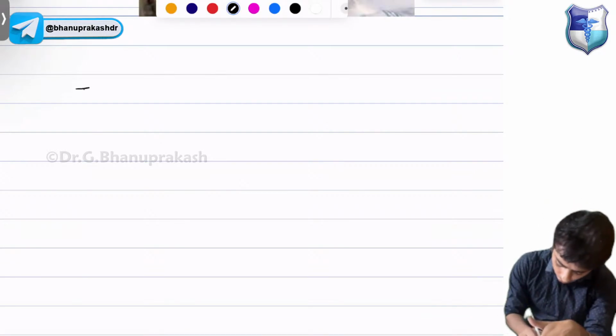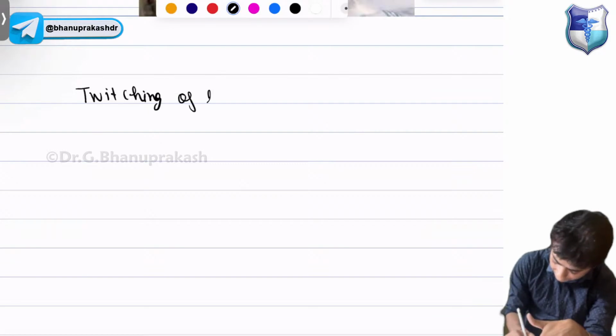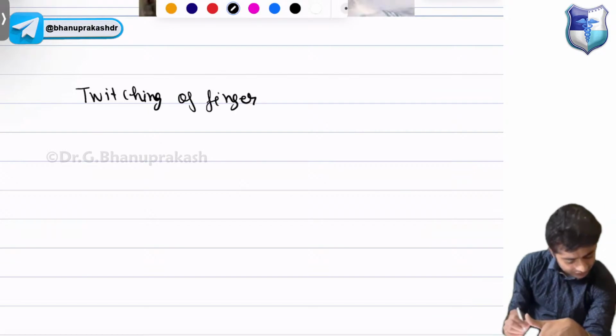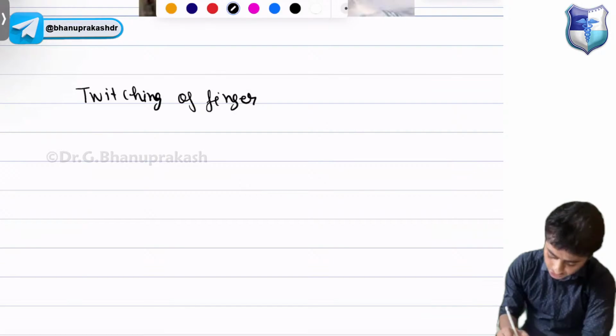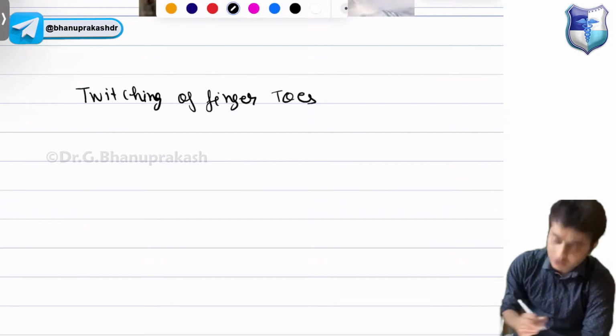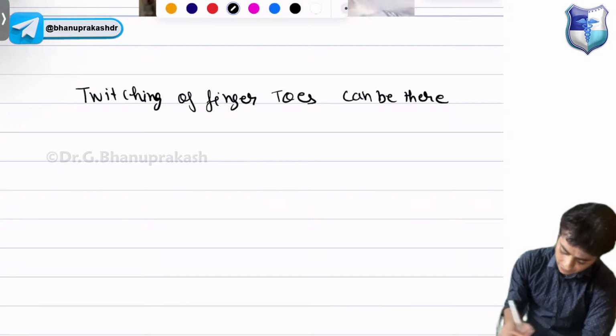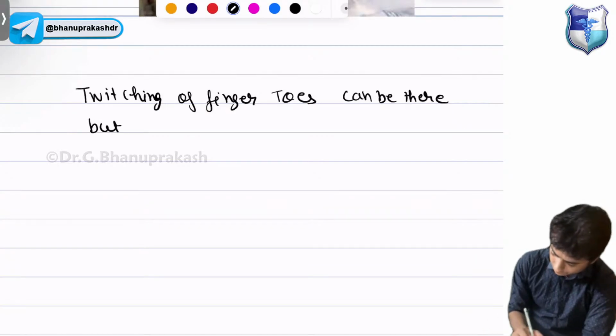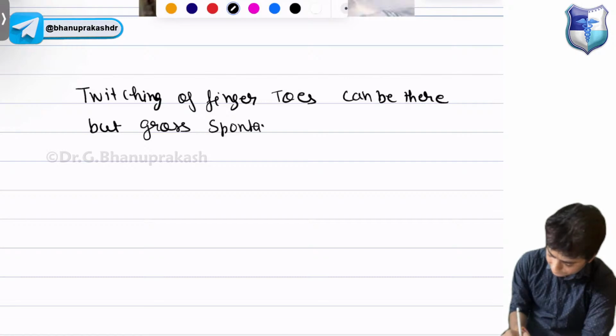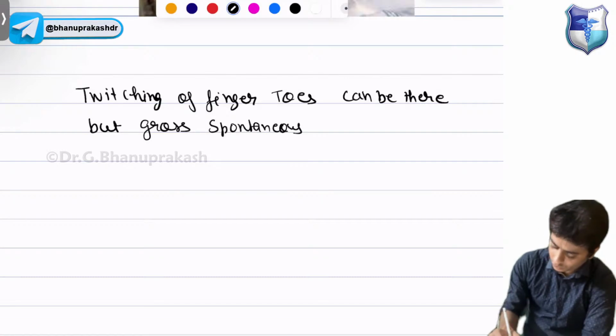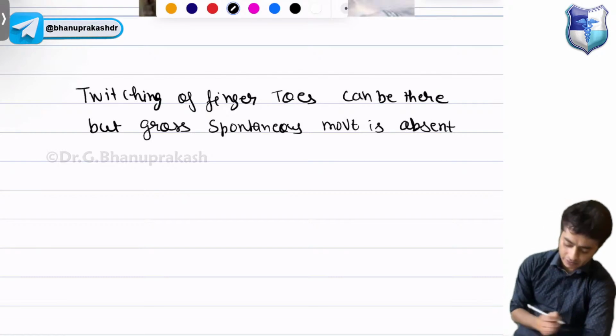So twitching of fingers and toes can be there spontaneously, but gross spontaneous movement is absent.